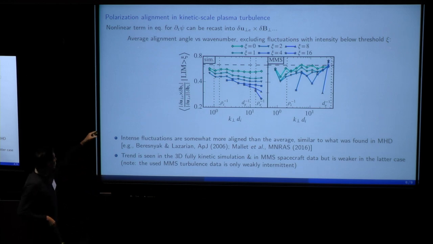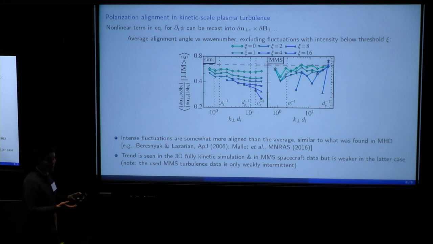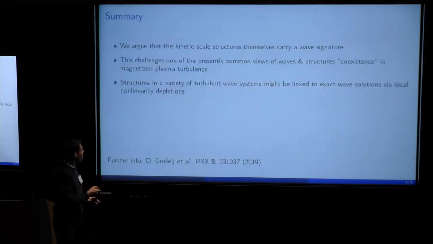Okay, so we consider this threshold C, and then we increase the threshold, and when we do this, we see that this alignment becomes stronger for more intense structures. So indeed, in structures, there is some dynamic cancellation of this nonlinearity, and this is similar to what was found, for instance, in MHD turbulence.